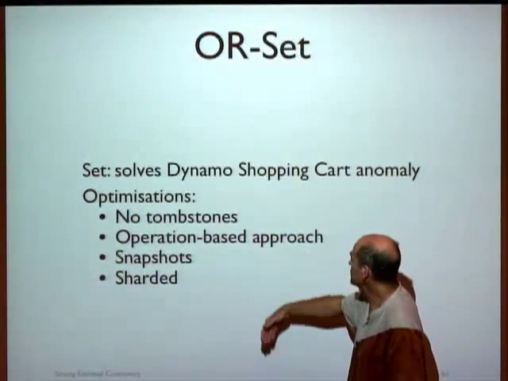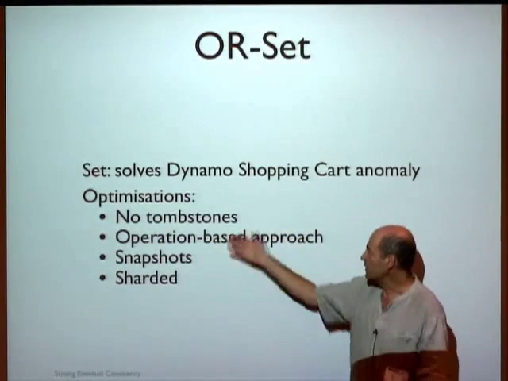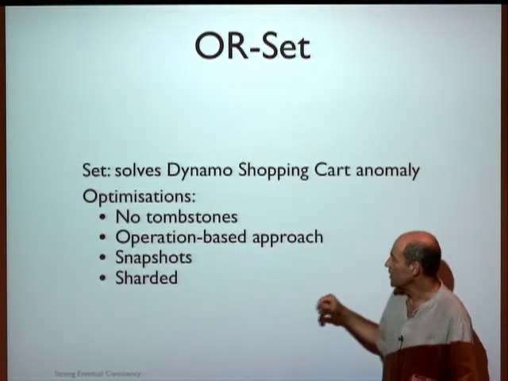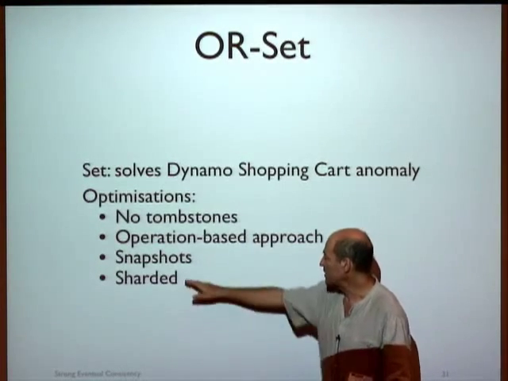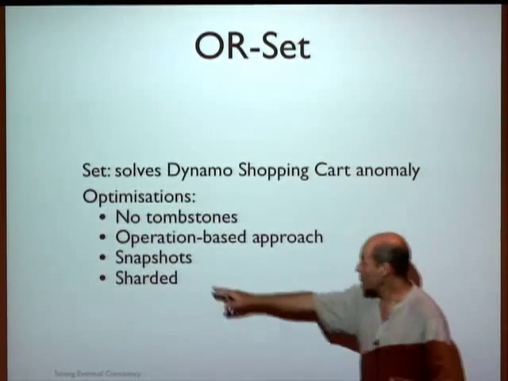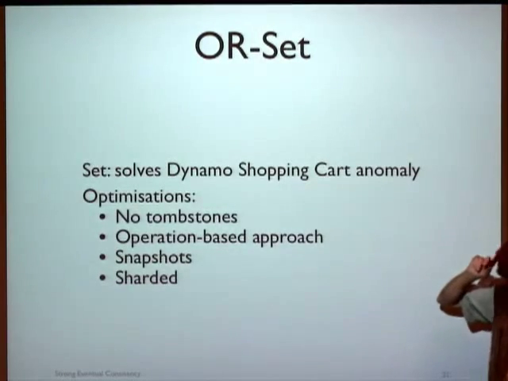Okay. So as I said, there's some optimizations. You can get rid of tombstones. You can make this more efficient by using the operation-based approach. Snapshots I'm going to talk about in a minute, and sharding I already told you about, so I don't need to talk about it now.